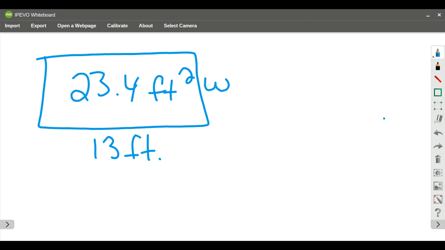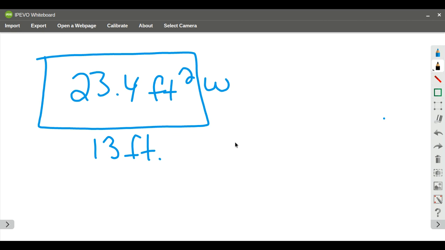Stan has a rectangular piece of carpet with an area of 23.4 feet squared. The piece of carpet is 13 feet long. What is the width of the piece of carpet? I've drawn a diagram to model that situation. The first step is to put this into a division problem. My dividend is going to be the area, because I'm looking for a side length.